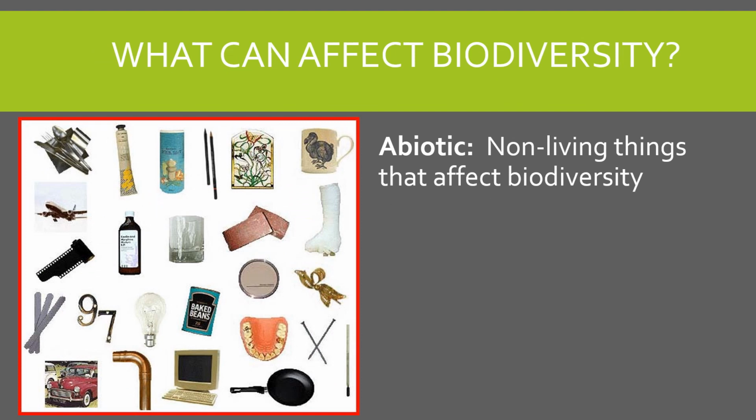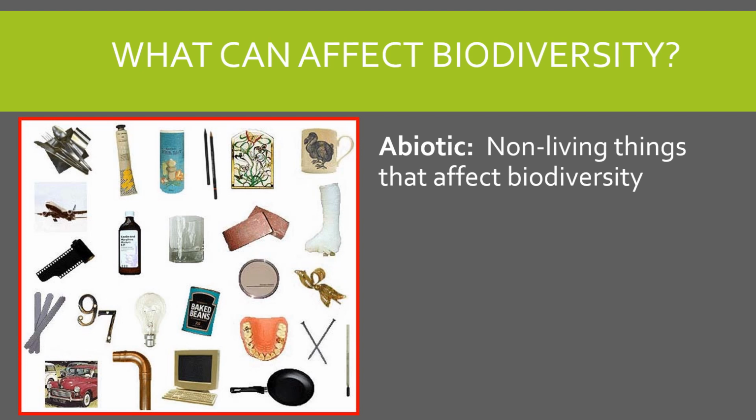Then we have abiotic things, and these are non-living things that affect biodiversity. So this is where it gets a little bit tricky. For our abiotic things, we're not really talking about something like a sock. A sock is a non-living thing, but it's not really going to affect biodiversity. It's not going to affect how many species can live in an area. But some non-living things that will affect how many species can live in the area are things like temperature, water, sunlight, weather, and natural disasters. Those are all non-living things, but they will very much affect biodiversity.